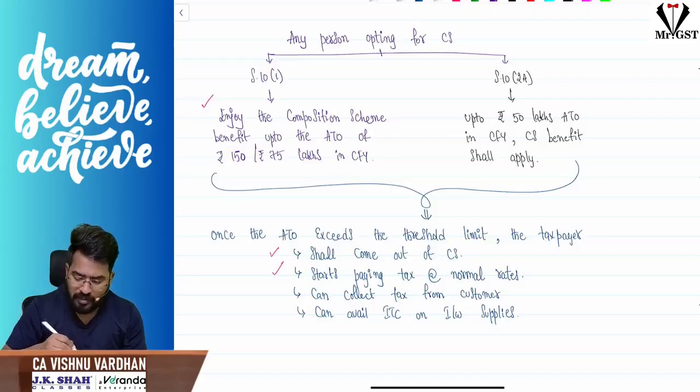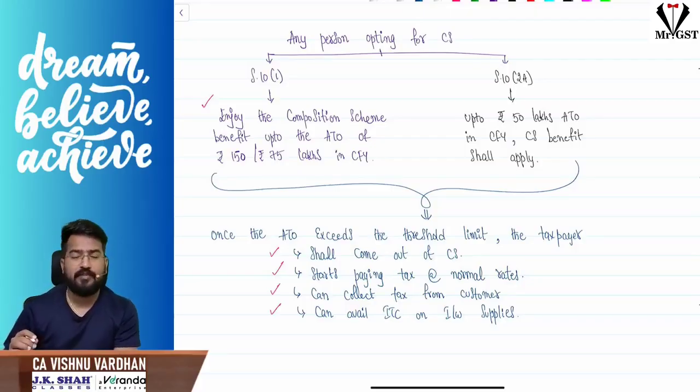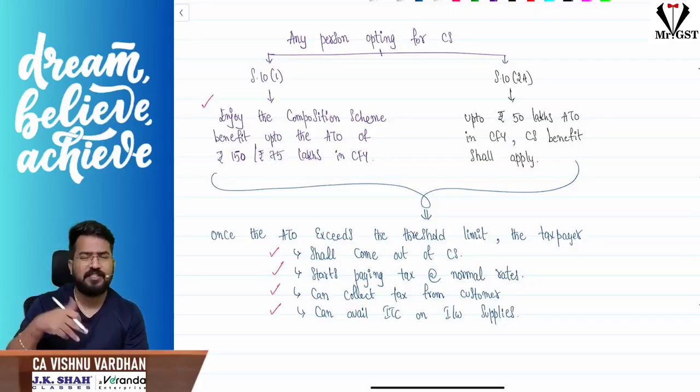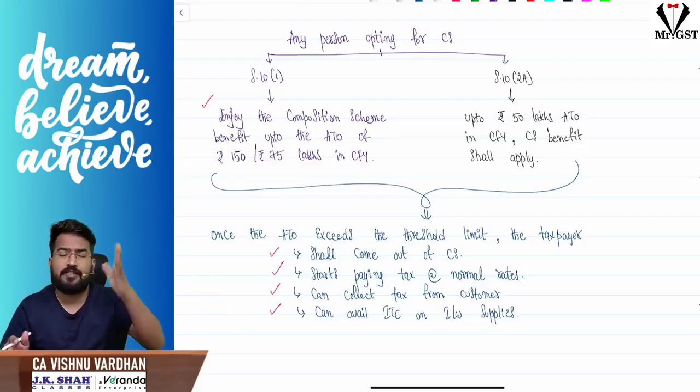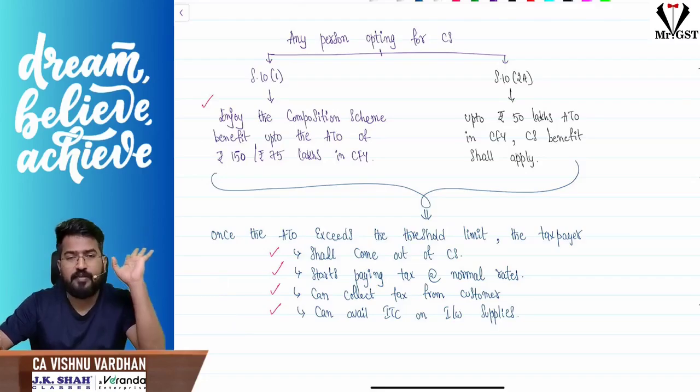I should start paying tax at normal rates. Now I can collect tax from the customer and I can avail ITC on the inward supplies also. Just like a normal taxpayer, sir, everything will be there. I will be coming out of the composition scheme and I should pay tax at the normal scheme. Clear? When my aggregate turnover in the current financial year exceeds the threshold limit.